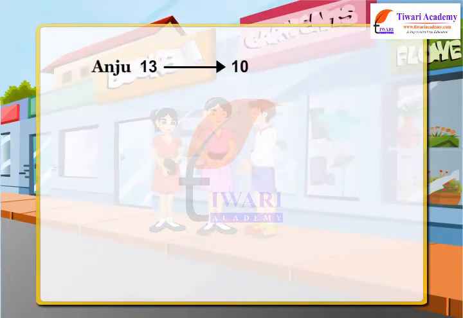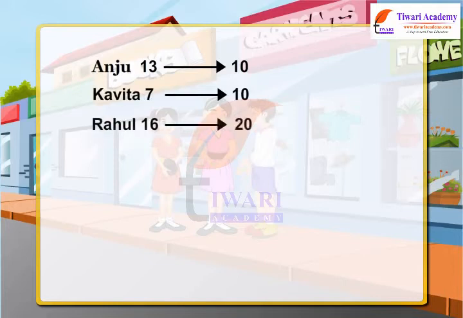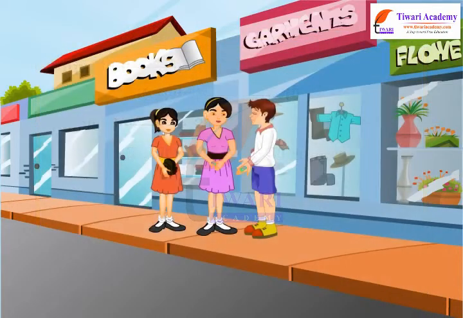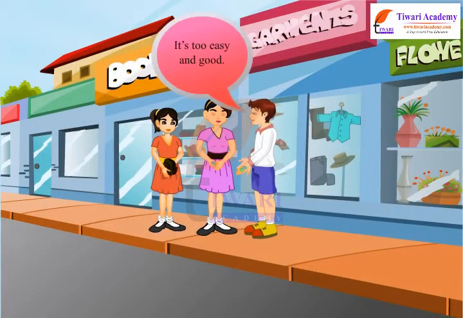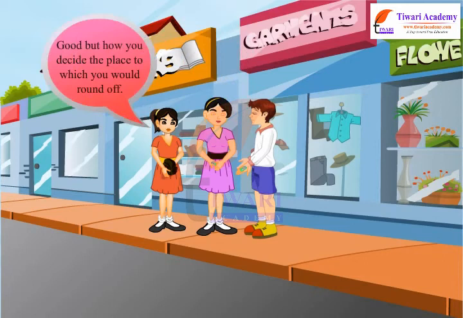Anju, you have 13 rupees. I rounded it to 10. I have 7, which again rounds off to 10. And Rahul has 16, which rounds off to 20. Adding all three, we have 40 rupees, and the cost of the kit is 32. This is how I calculated. Oh, it's too easy and good.